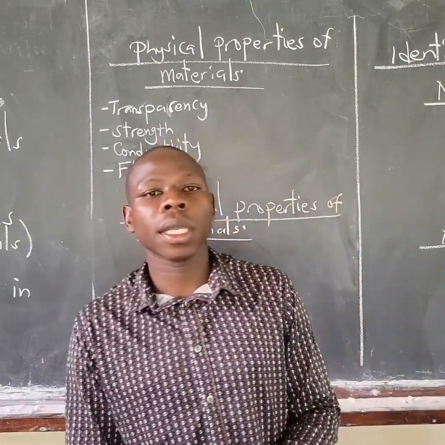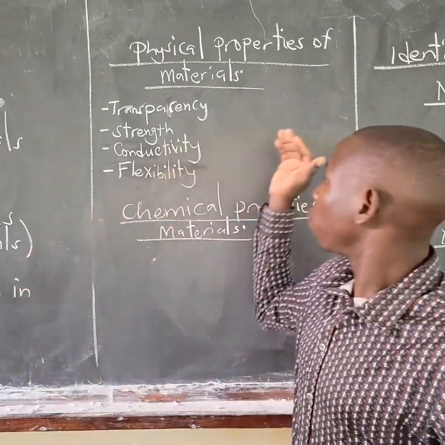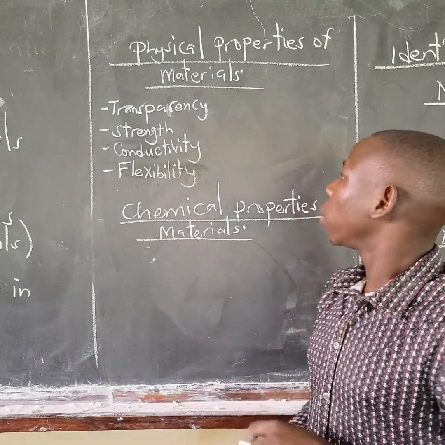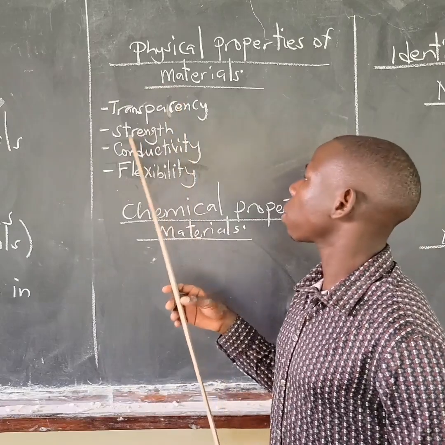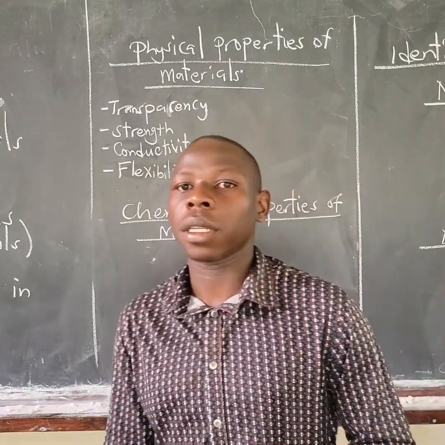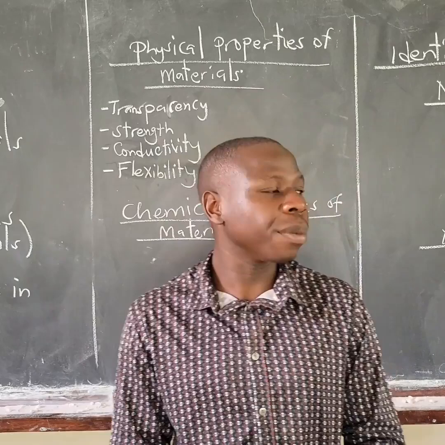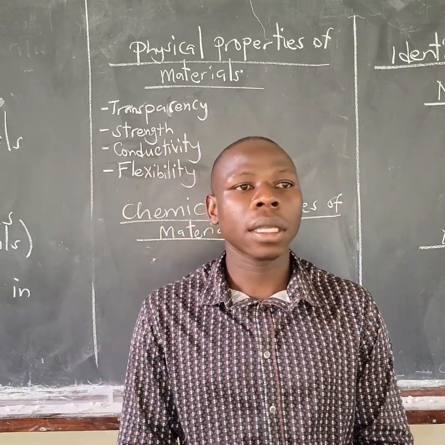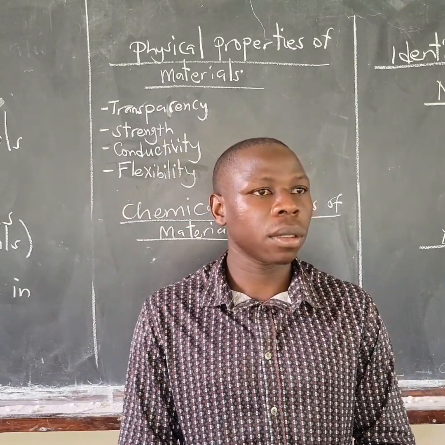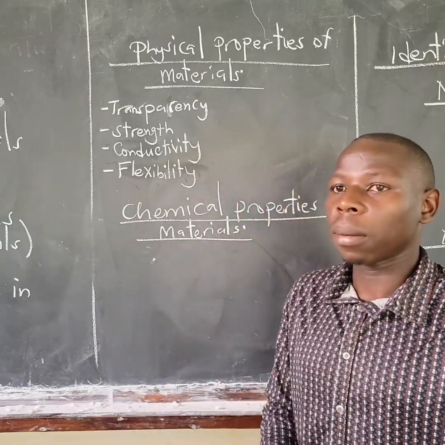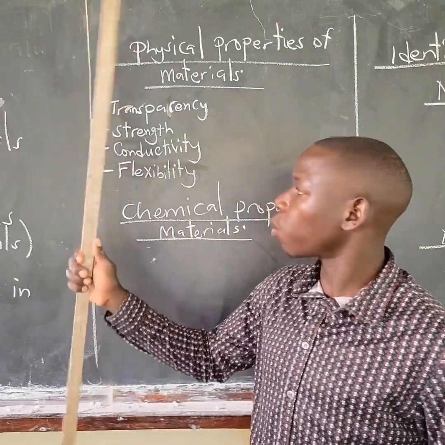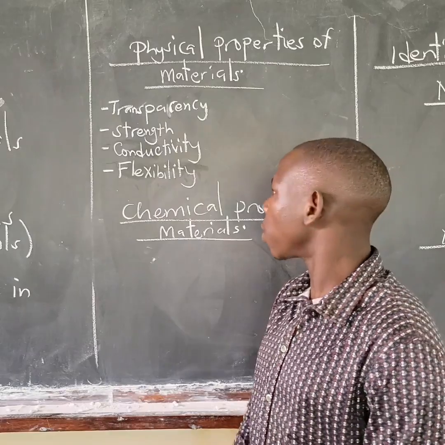We are going to concentrate ourselves on 4 physical properties of materials, and these are transparency, strength, conductivity, and flexibility. Assuming we have objects in our life, look at the glasses in the windows. That's one. Look at the wood, or look at this metal rule. It's a wooden one. It's there.